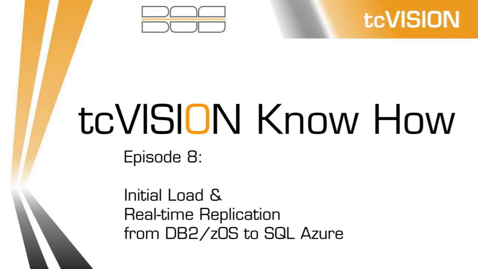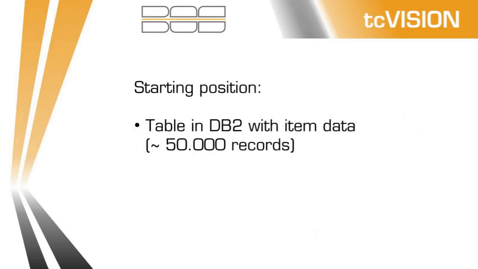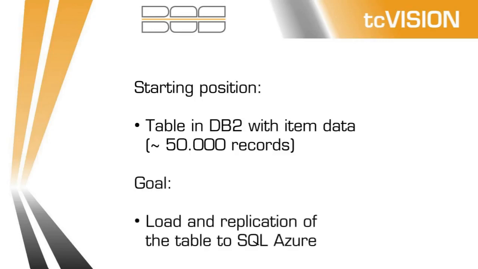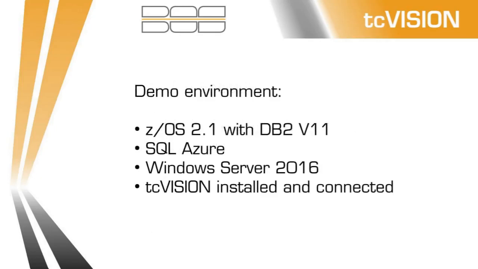Today we show the initial load and real-time replication of DB2 CUS to SQL Azure. We start with a DB2 table with about 50,000 records, which we will load and synchronize to SQL Azure. Our demo environment consists of CUS 2.1 with DB2 and SQL Azure in the Microsoft Cloud. Of course, tcVision is installed and connected.